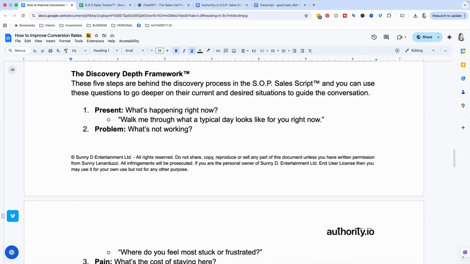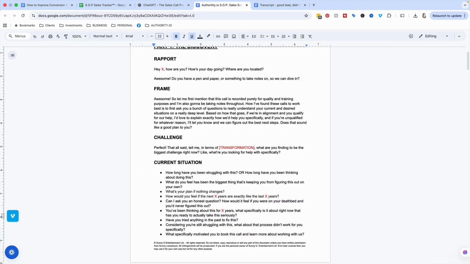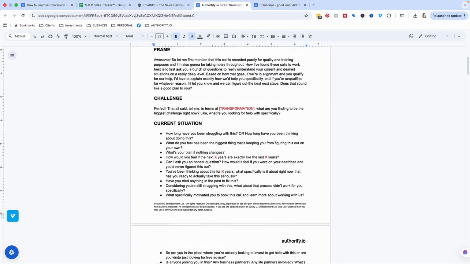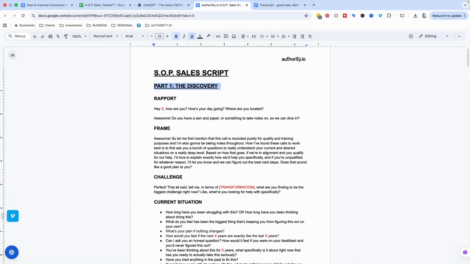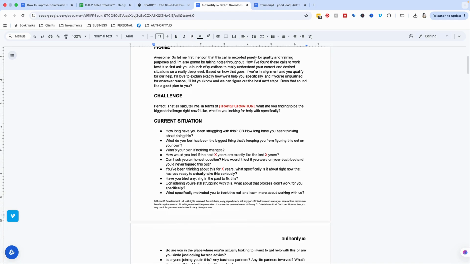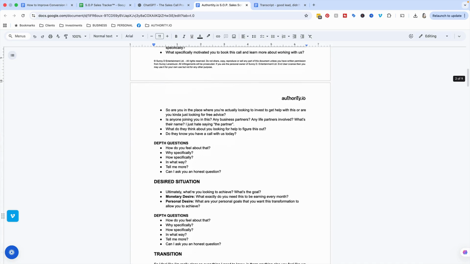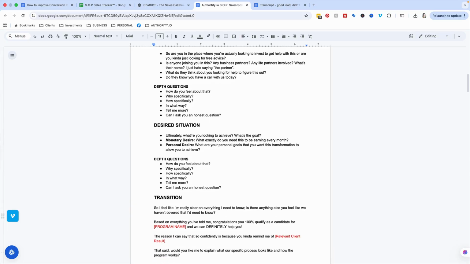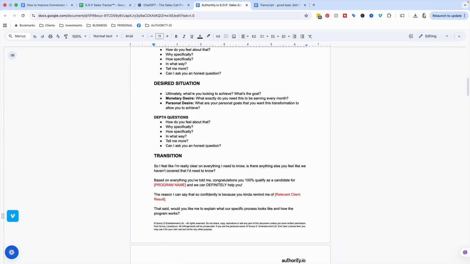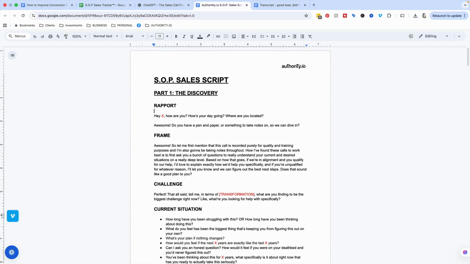So the discovery depth framework, these 5 steps are behind the discovery process inside of the SOP sales script. So you have the script here. You obviously have the entire discovery section laid out, as you know. And we go into the current situation questions, we go into depth questions, desired situation, and additional depth questions, and then transitioning. Having said that, there is always room for what is called Socratic questioning, which really allows people to go deep for themselves and answer in depth for themselves without you necessarily talking for them.